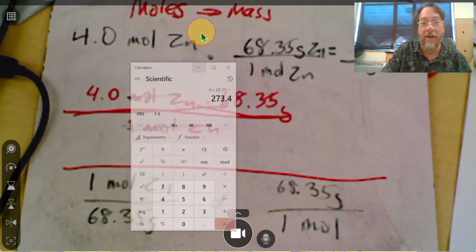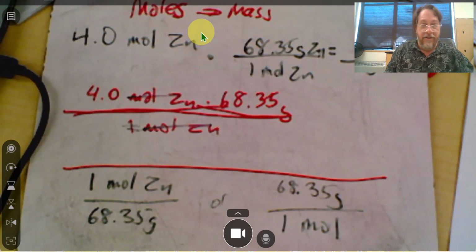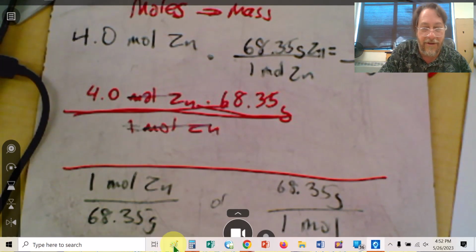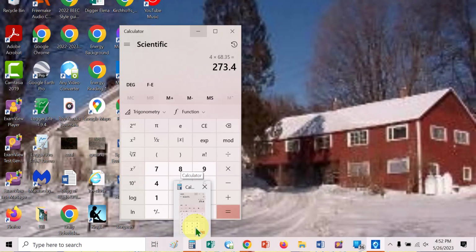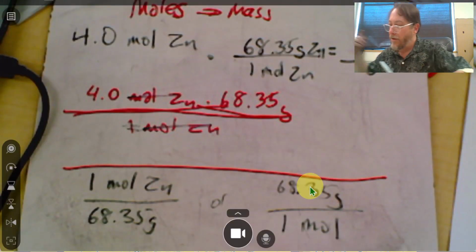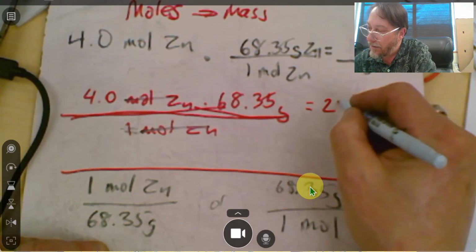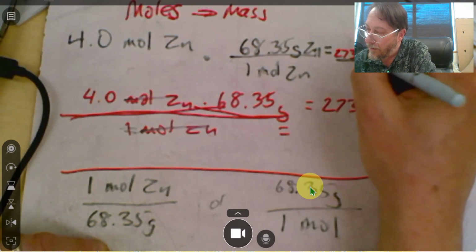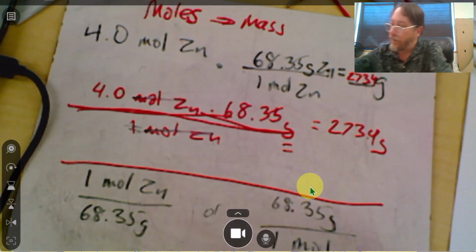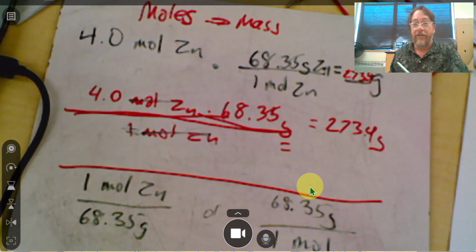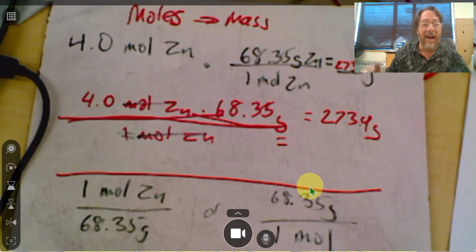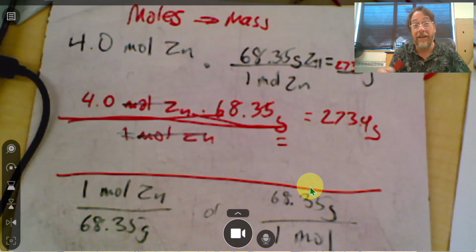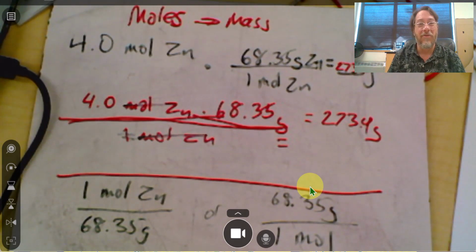It was an accident. And so that answer is, what was it? 273.4 grams, right? We ask ourselves, does that answer make sense? Yeah. A mole's almost 70, 4 times that, almost 280. If I remember my multiplication tables correctly, that answer seems to make pretty good sense.